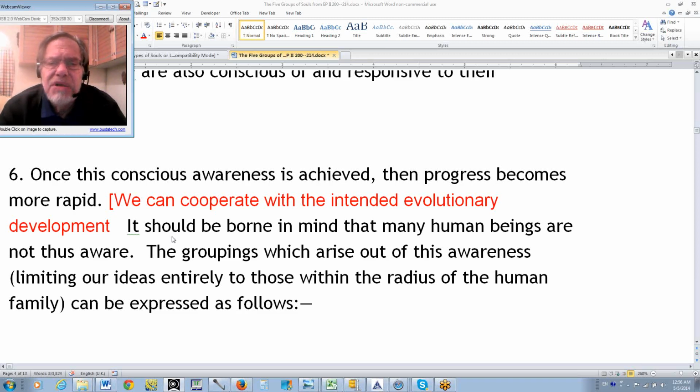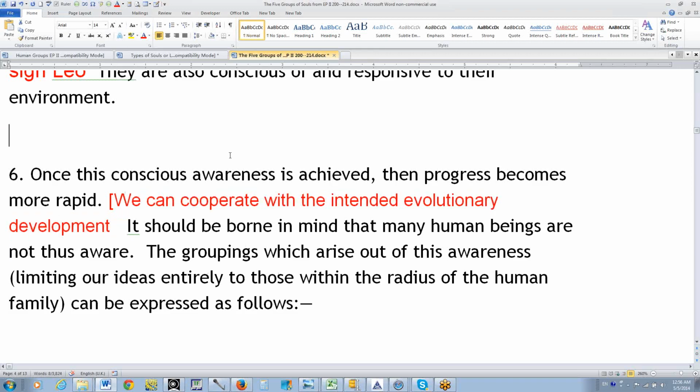The groupings which arise out of this awareness, limiting our ideas entirely to those within the radius of the human family, can be expressed as follows. You realize DK's knowledge is so vast he has to circumscribe the extent of his knowledge so often in order to make it comprehensible to us. So we are consciously aware of our environment, consciously aware of ourselves. We can progress more rapidly, and there are groupings that arise out of this awareness.